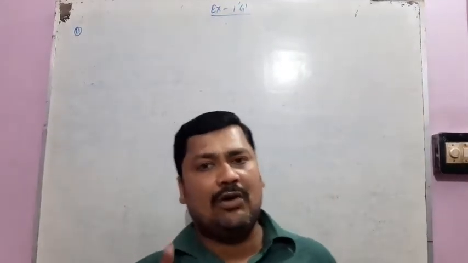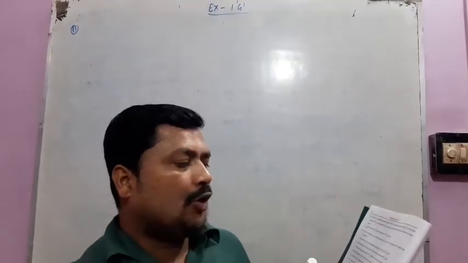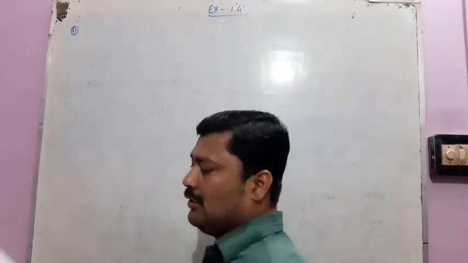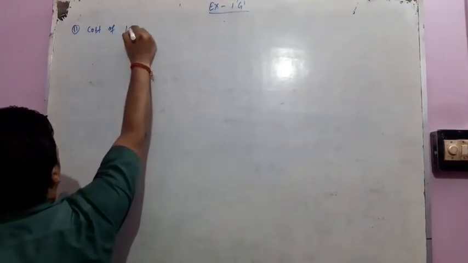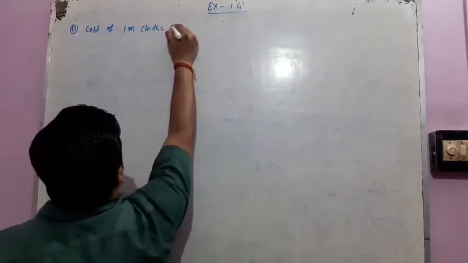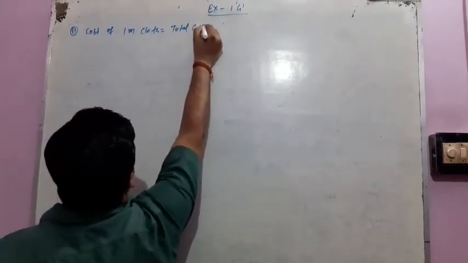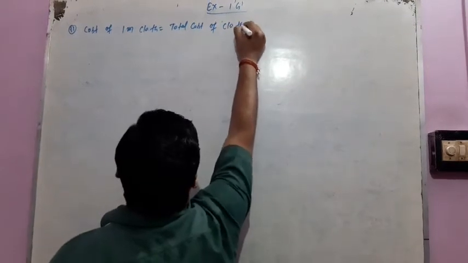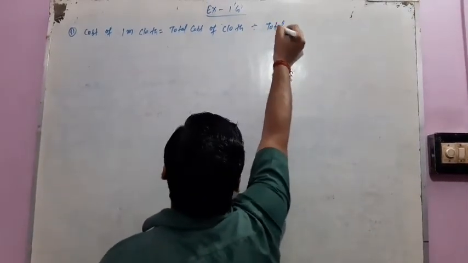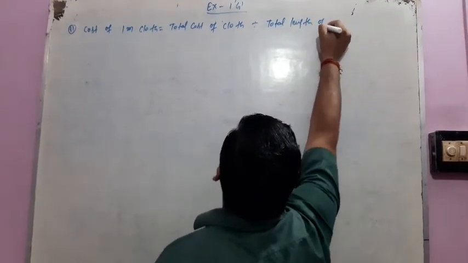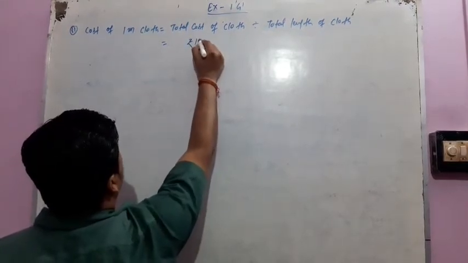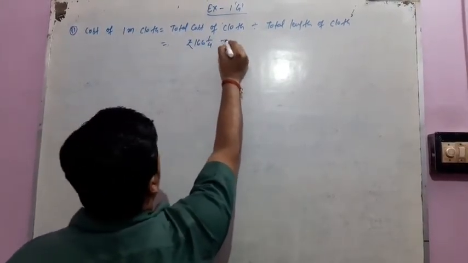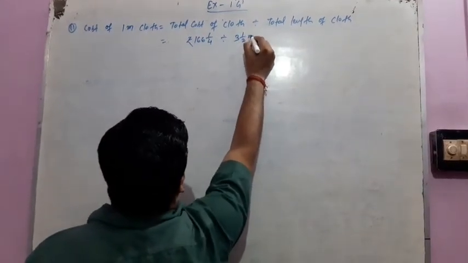In question number 11, it is given that the cost of 3 whole 1 by 2 meter of cloth is rupees 166 whole 1 by 4. So what is the cost of 1 meter of cloth? The cost of 1 meter of cloth is the total cost of cloth divided by the total length of cloth. The total cost of cloth is rupees 166 whole 1 by 4, and the length of cloth is 3 whole 1 by 2 meter.